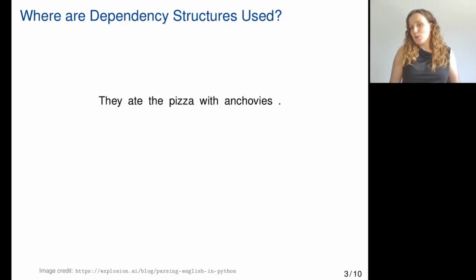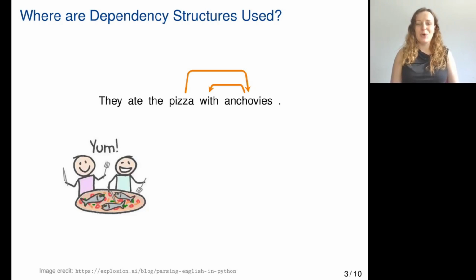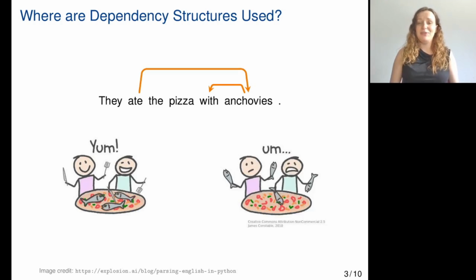So you might ask, why would we need such structures? Let's go back to this example of automatic translation. Let's imagine that we would like to translate the sentence, they ate the pizza with anchovy, let's say to Polish. You would really prefer that your system knows that it was pizza with anchovy than if it assumes that the process of eating was done with the fish, right?